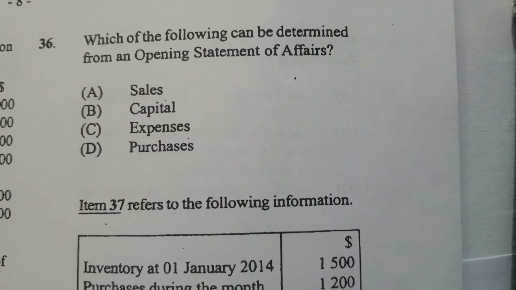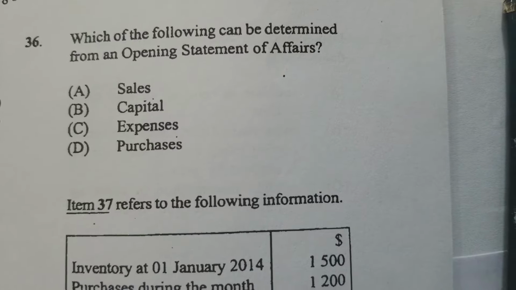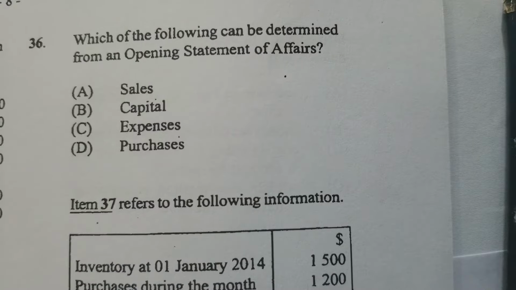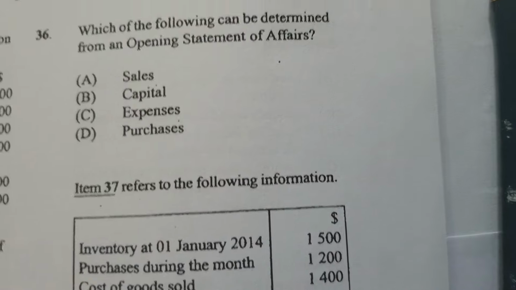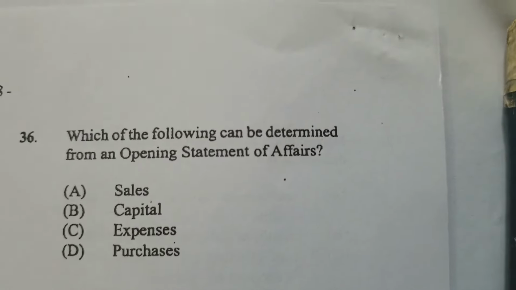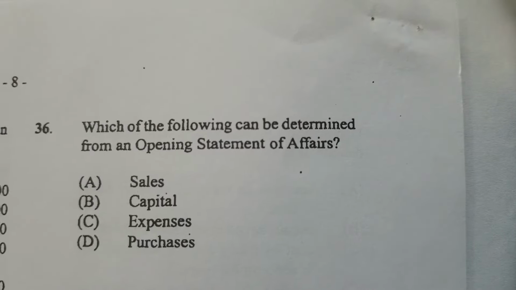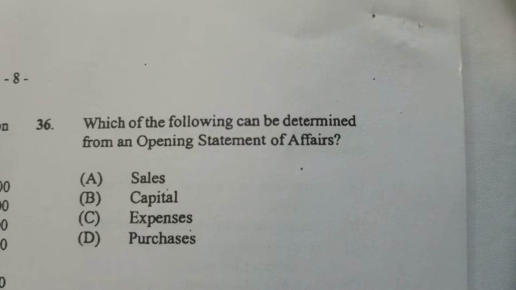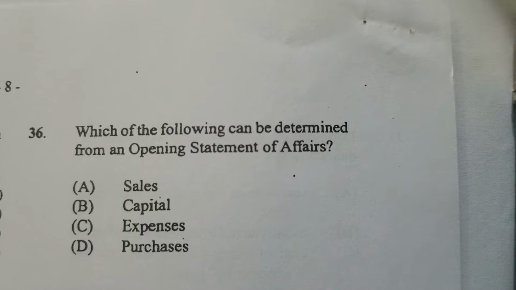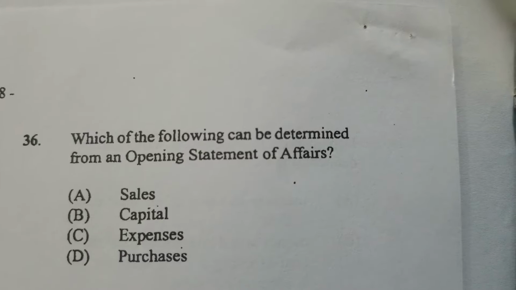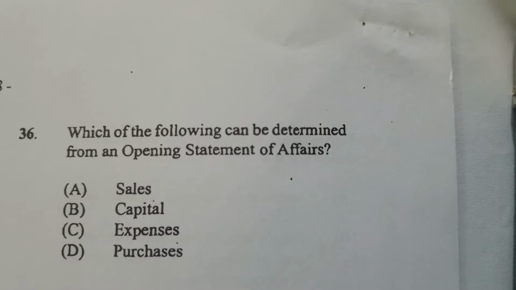Question 36 says, which of the following can be determined from the opening statement of affairs? And our answer for question 36 would be the capital. It is the opening assets at start minus the liabilities at start that will give us our capital. So B is the appropriate answer.